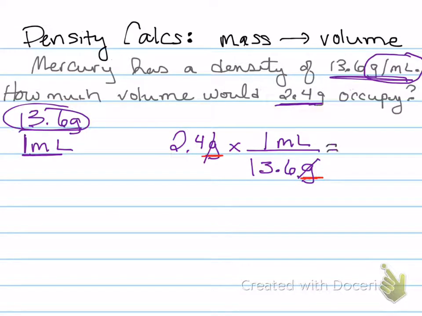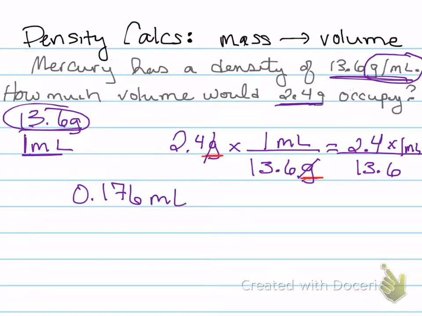And so mathematically what this means is I'm going to take 2.4 times 1 milliliter divided by 13.6. Right? So if I punch that into the calculator, we find out the answer to the question, which is what volume of mercury does this occupy? And the answer that we get is 0.176 milliliters. So I put in 2.4 divided by 13.6.